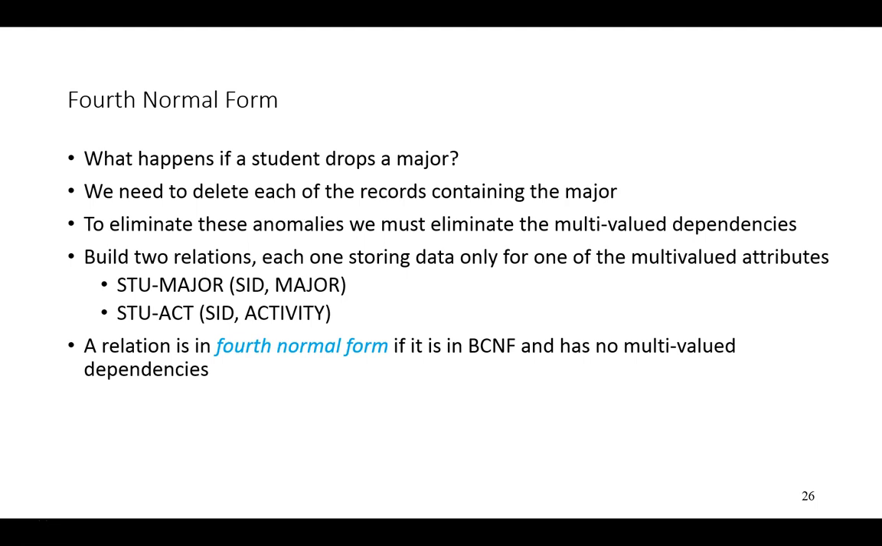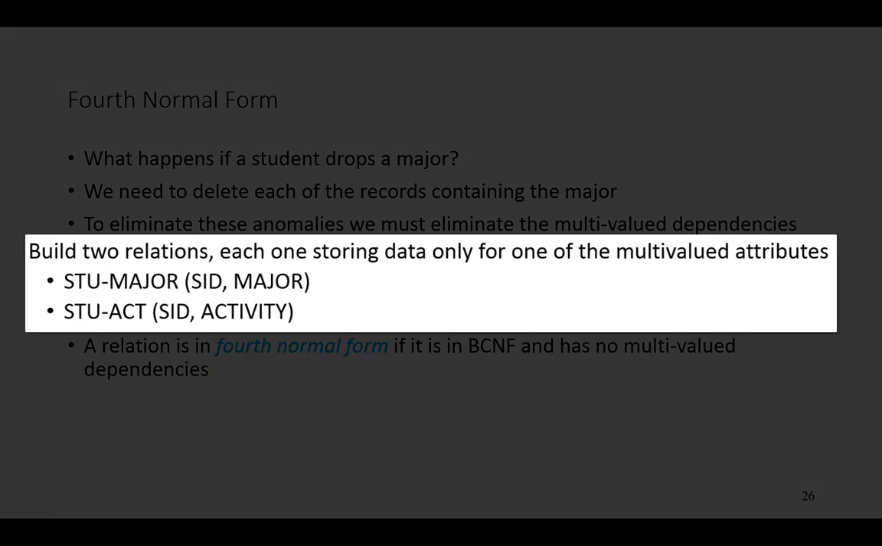To eliminate the anomalies that result from the table as we've described it, capturing the two multi-valued dependencies in a single table, we have to eliminate the multi-valued dependencies that exist. We build two relations, each one storing data for only one of the multi-valued attributes. Here we suggest student major, having SID and major, and student act, having SID and activity.